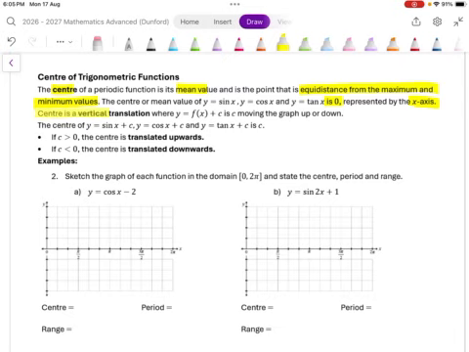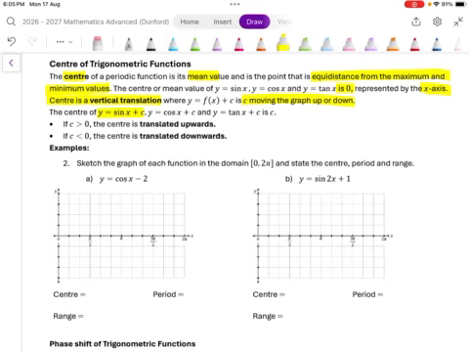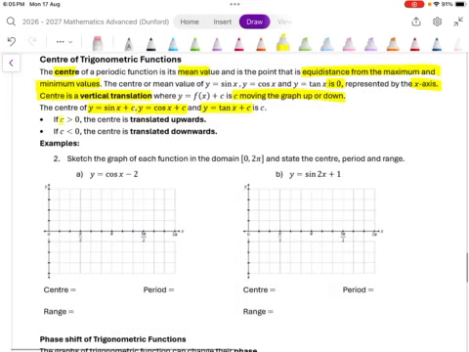Our center is a vertical translation where we have our c value moving our graph up or down. So the center of y equals sine x plus c, y equals cos x plus c, and y equals tan x plus c: if c is greater than 0, then it's translated upwards. If c is less than 0, then it's translated downwards.